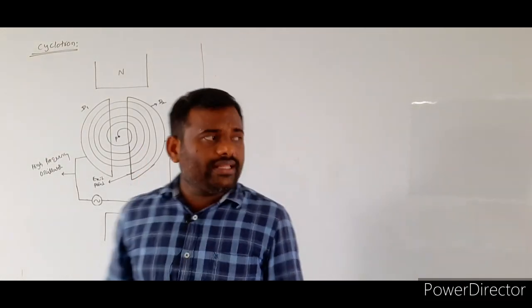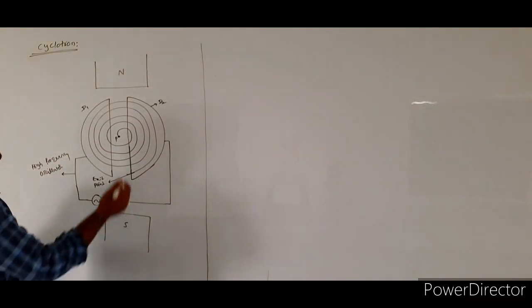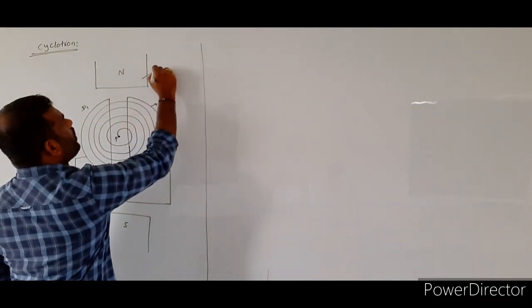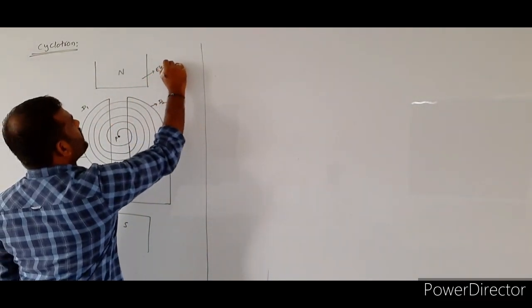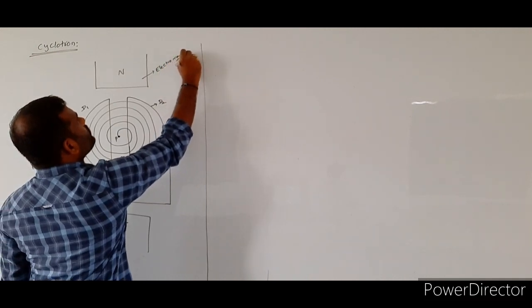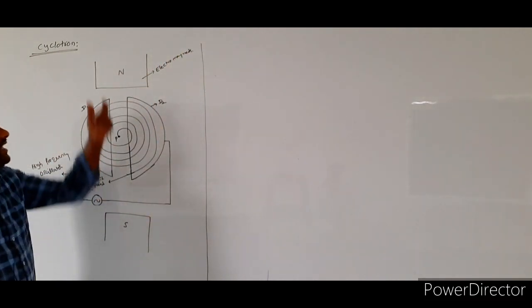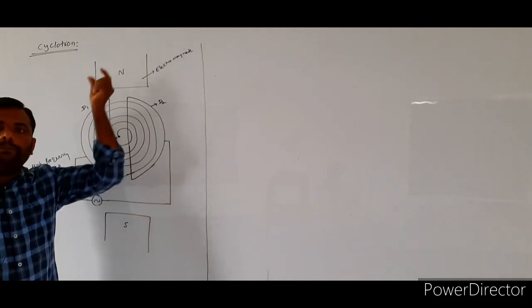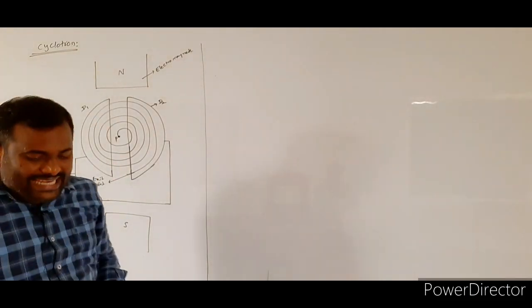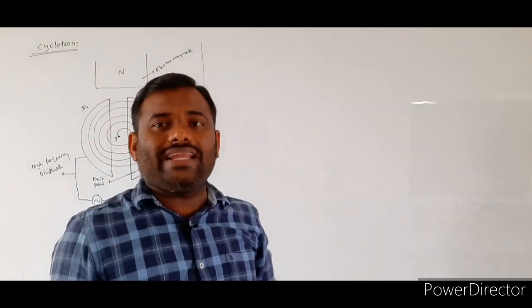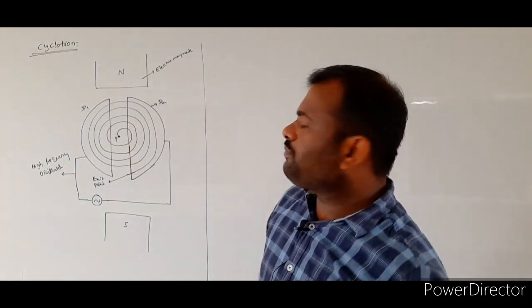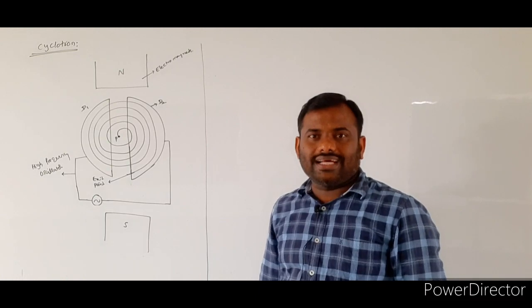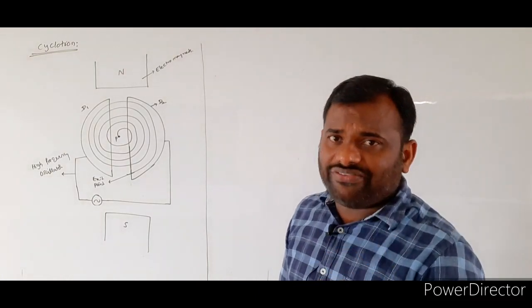Here also, in the cyclotron, we consider that there are two strong electromagnets. One is a north pole and the other one is a south pole. So, by using these strong electromagnets having the north pole as well as the south pole, we are producing the external magnetic field.